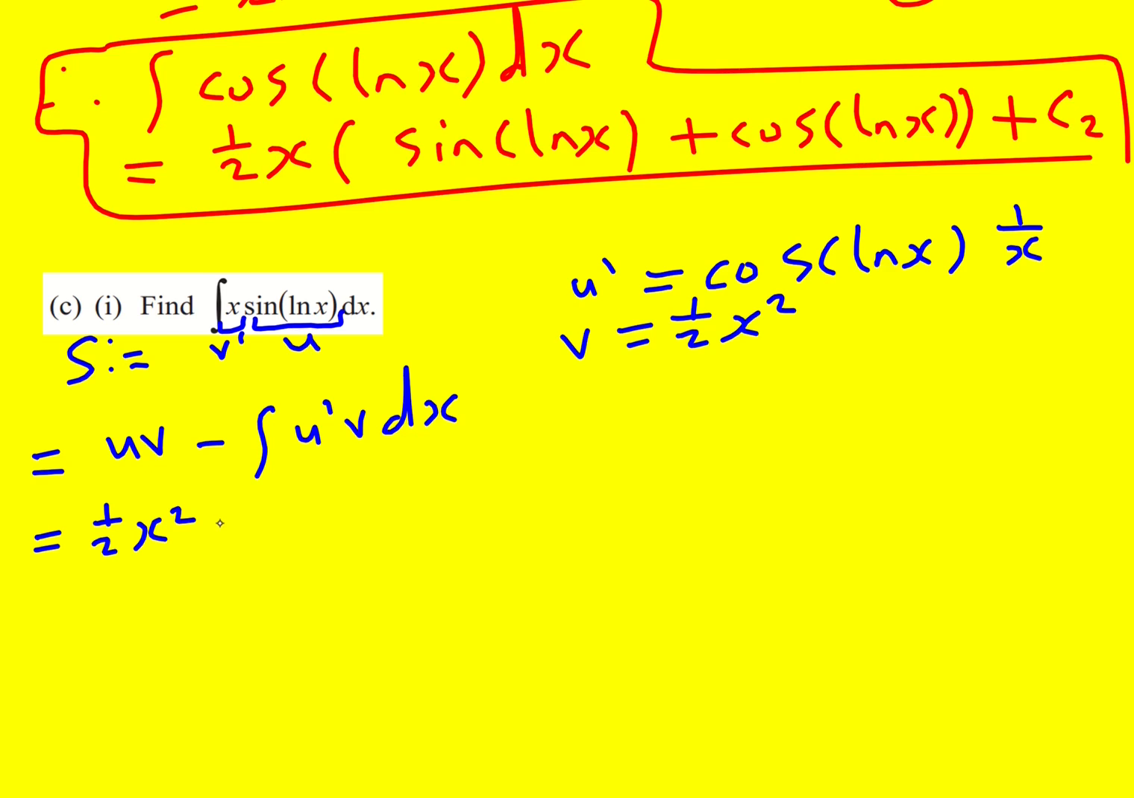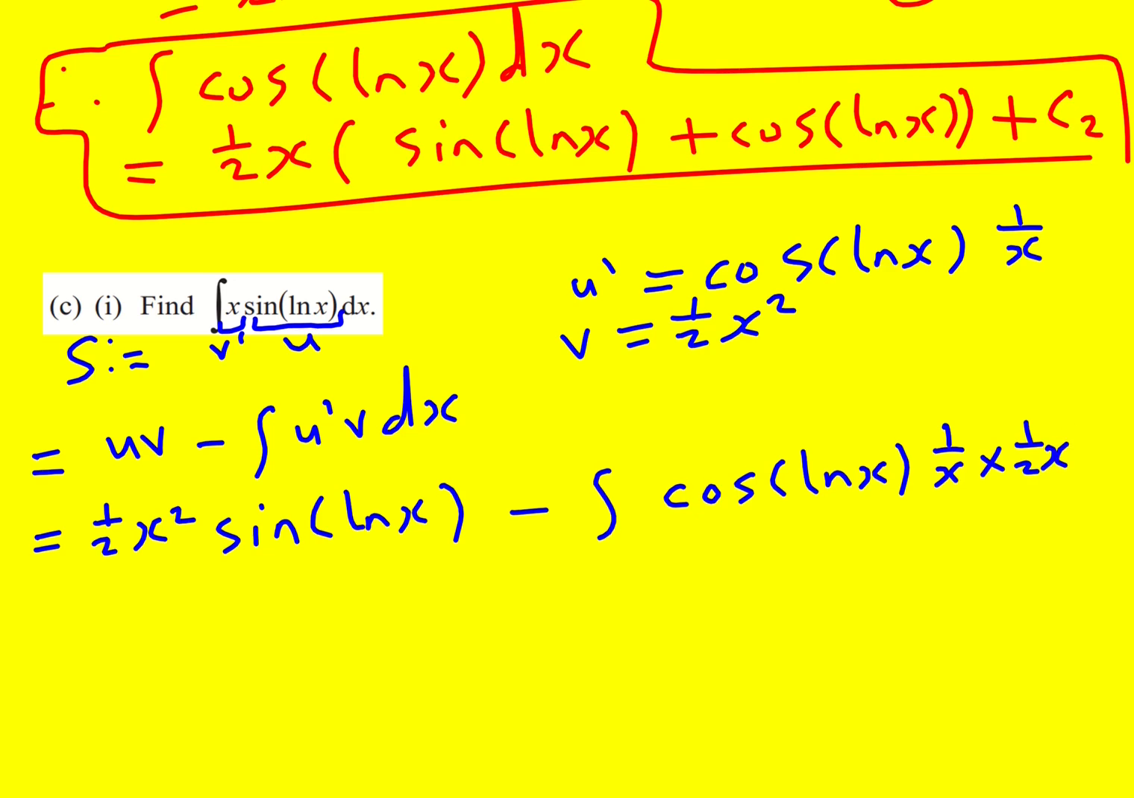It's going to be half x squared times sine ln x minus u dash times v. So it's going to be cos ln x times 1 over x times a half x squared. And the 1 over x and the x there are going to cancel. I can bring the half out, and I'm just going to bring the x to the front. And now I need to work out this integral here, which I'm going to call c.